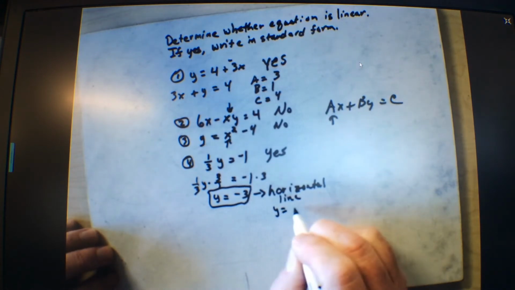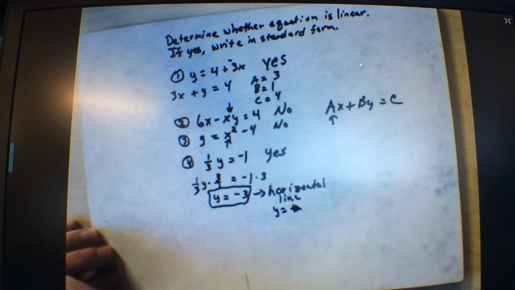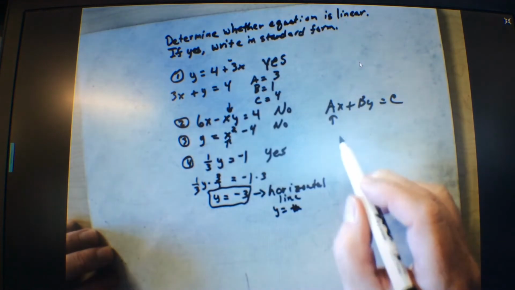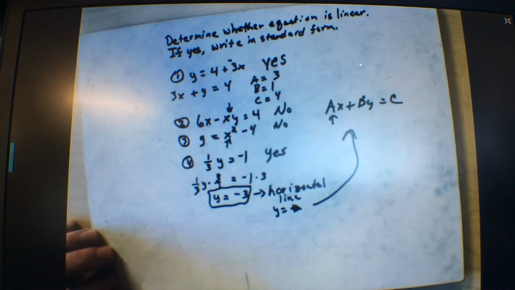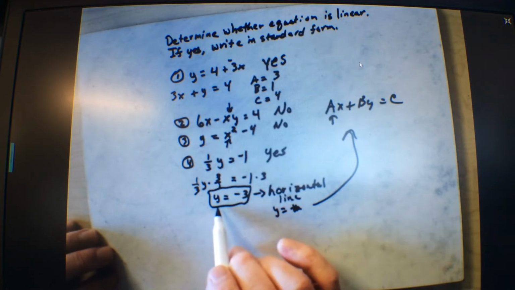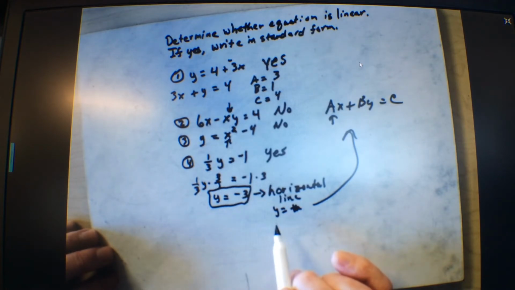Anything in the form x equals some number is a vertical line. And that doesn't look like it's in standard form, does it? But it is, and let me tell you why. What's a in this case? 0. Thank you. Somebody was listening.